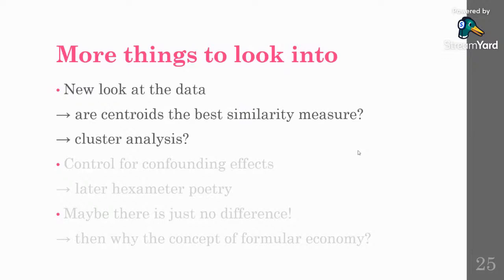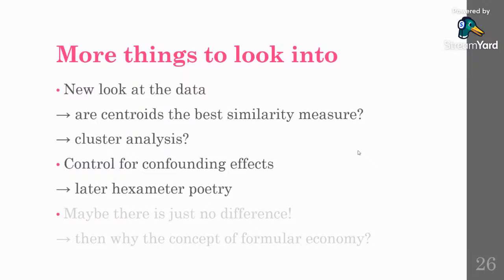So what do I do now from this negative result? I want to look at my data again. I want to see if the similarity measure that I have used is the best one. I don't think it necessarily is. Maybe I want to look at whether there are clusters of related words in my data, as opposed to just where the center of a group of words is. I want to control for confounding effects.